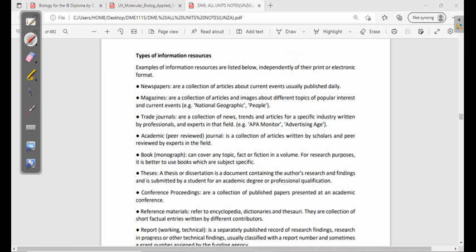You can also talk about a book, which is also called a monograph. So it can cover just any topic. It can cover fact or fiction in a volume. So for research purposes, it is better to use books which are subject specific. When you are getting to do research, for example, you need to understand the difference between apraxia and also aphasia.